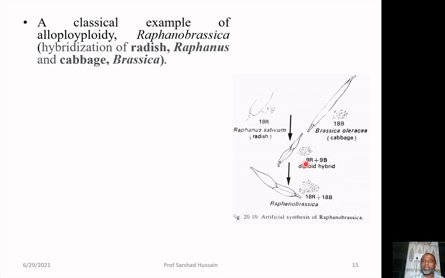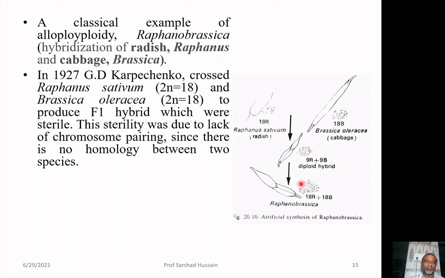Why sterile? Because these 9 R chromosomes were not able to pair with the 9 B chromosomes, because the chromosomes are coming from different species. But it was found that some of the F1 hybrids were fertile. When the cells of the fertile individuals were examined, it was found that they had 36 chromosomes, because somehow the 9R and the 9B were doubled, probably because of the absence of cytokinesis after the duplication of the chromosomes.